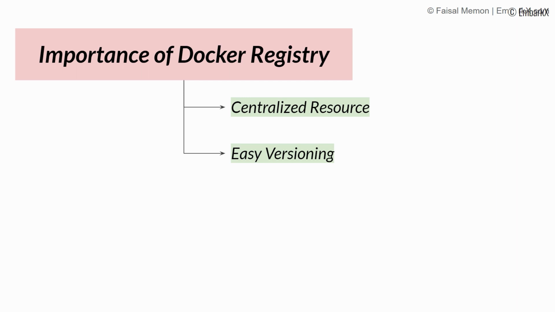Then it allows for easy versioning. Versioning your Docker images becomes easy. You can have multiple versions of the same Docker image in the registry, and each version is tagged with a different version number. This allows you or your team members to quickly roll back to the previous version if needed.